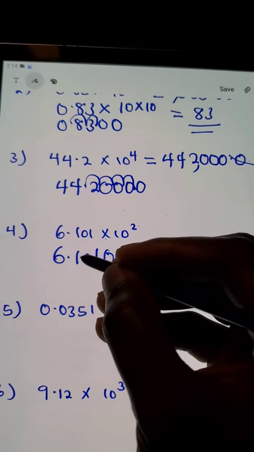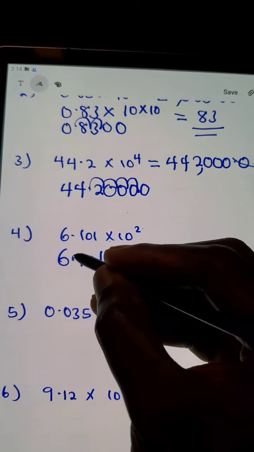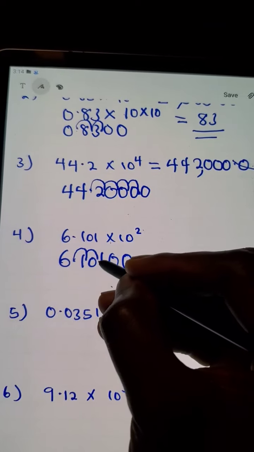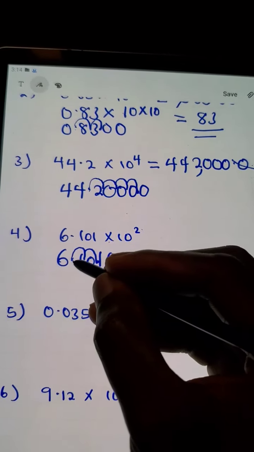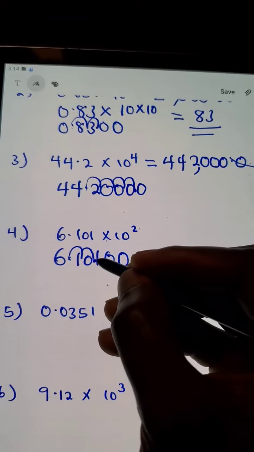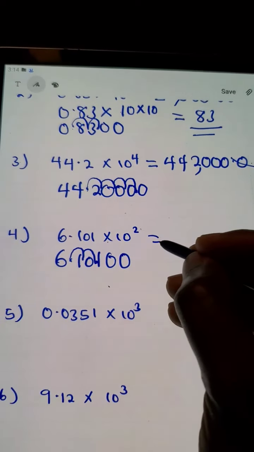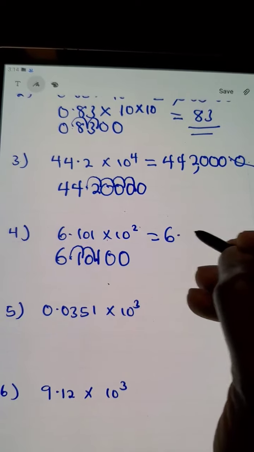If it is division, you count backward. Okay, you have 1 and 2. Then you put your point here. It means you've changed the position of this point from here to here. Then the final answer is 6.100.100.